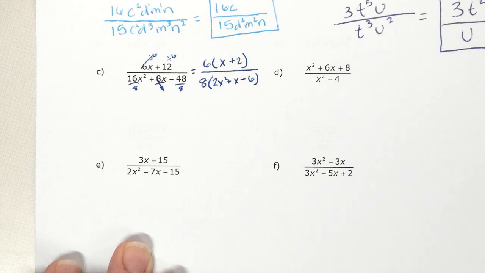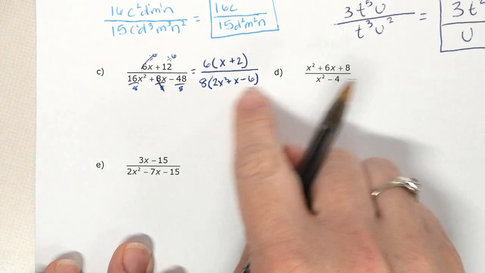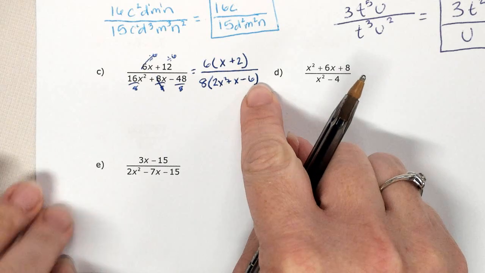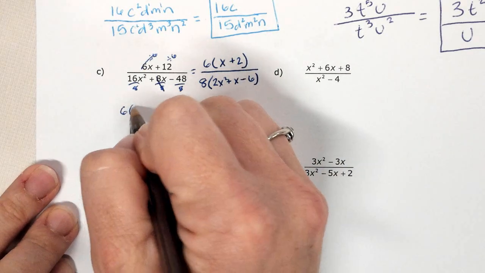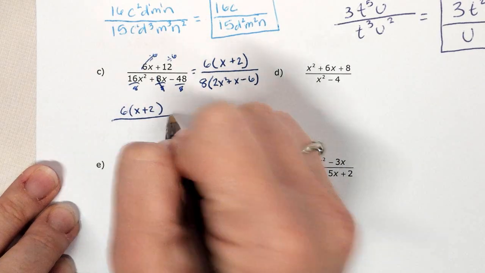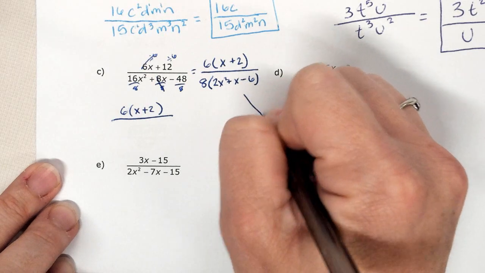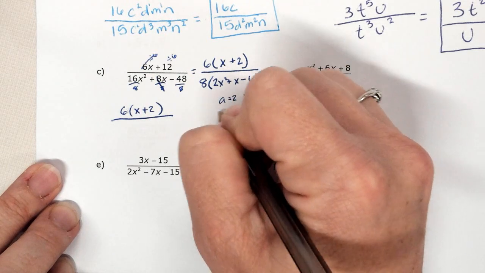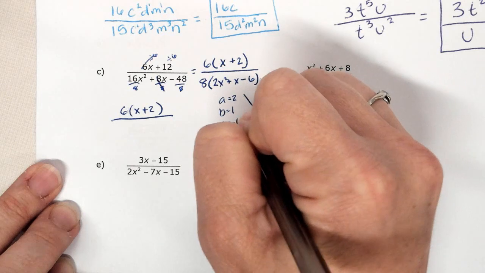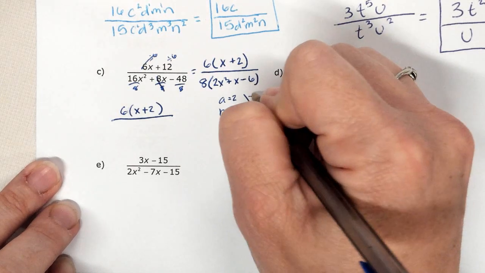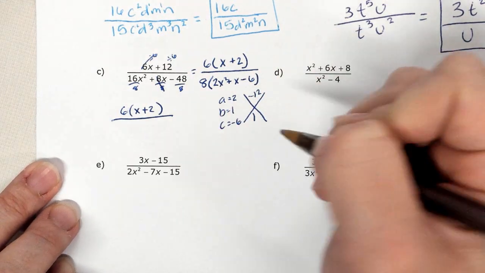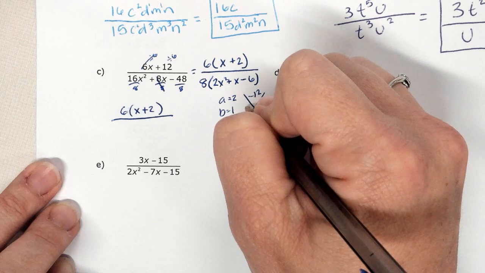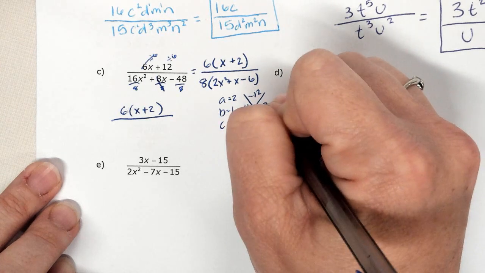Now, I have to still keep going if possible. I need to try to factor this inside. So I'm going to rewrite the top. And we're going to see if we can factor that further. So A is 2, B is 1, C is negative 6. 2 times negative 6 is negative 12. B is 1. I know that I could do positive 4, negative 3.